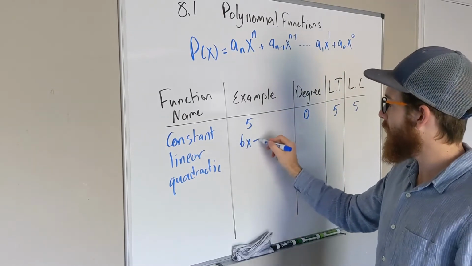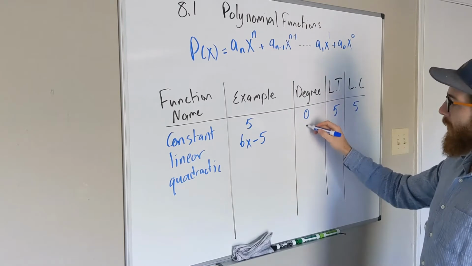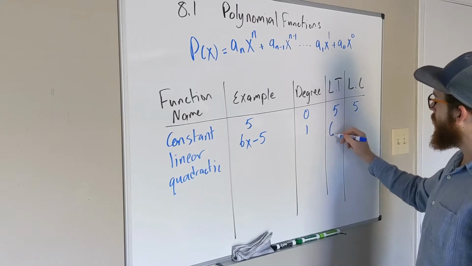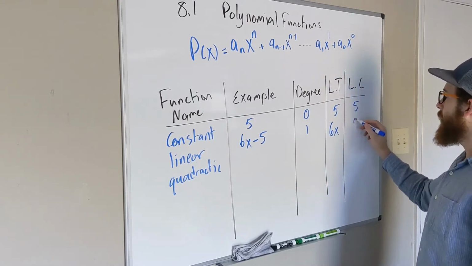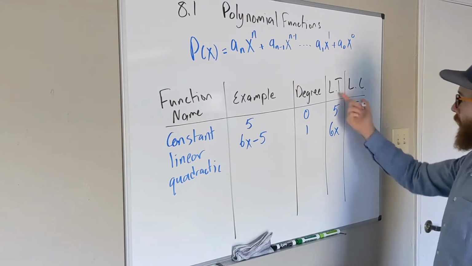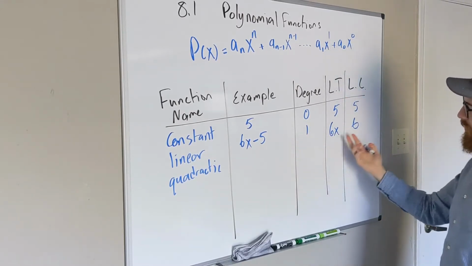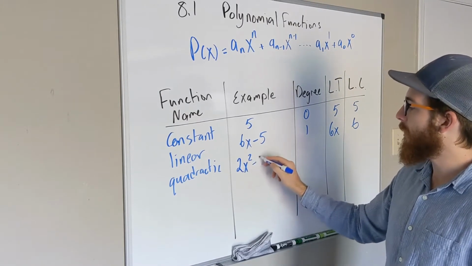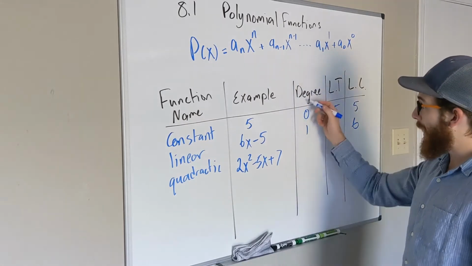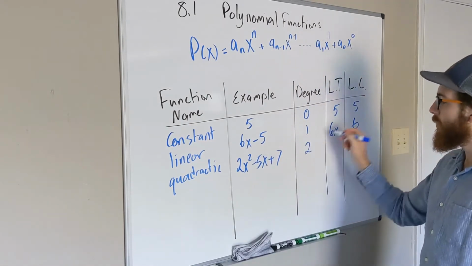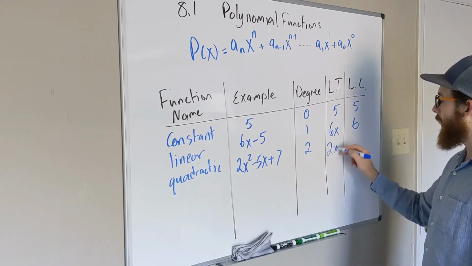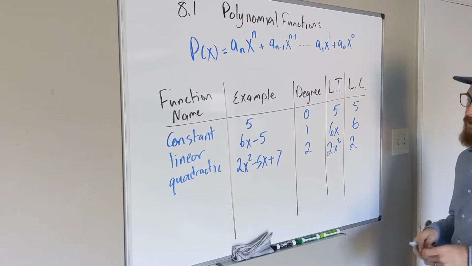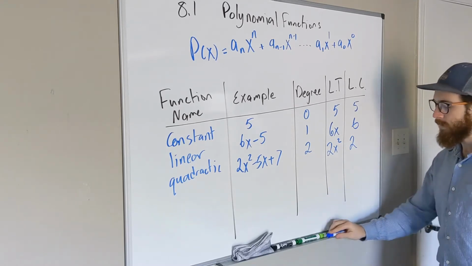How about 6x minus 5? The degree is 1 because it's a linear function, so it has a power of 1. The leading term is 6x, and the leading coefficient is just 6. The leading term is that entire piece, and the coefficient is just the number in front. And we'll do a quadratic here, 2x squared minus 5x plus 7. The degree, the highest power, is 2. The leading term is 2x squared, and the leading coefficient is 2. So this has just been a quick reminder of what these are.